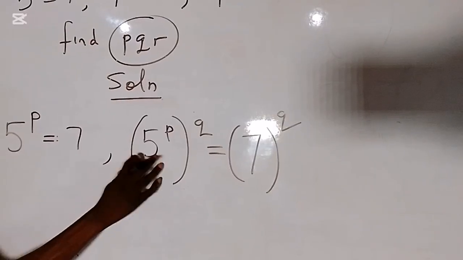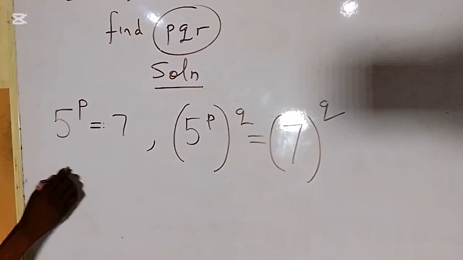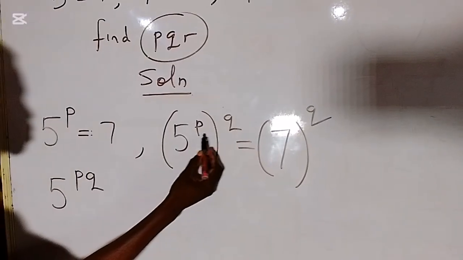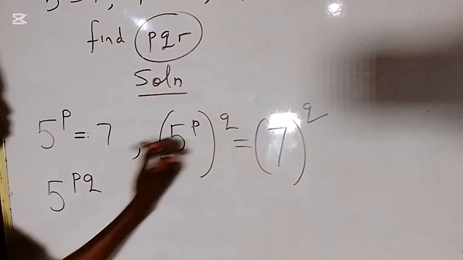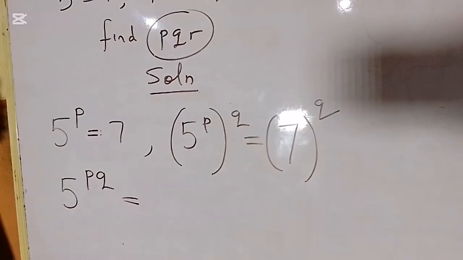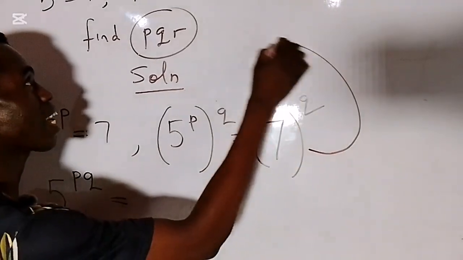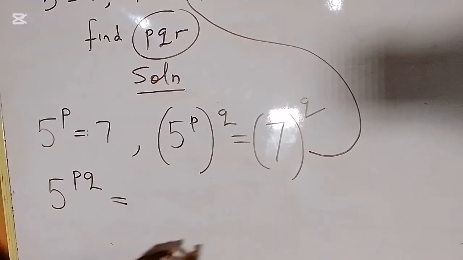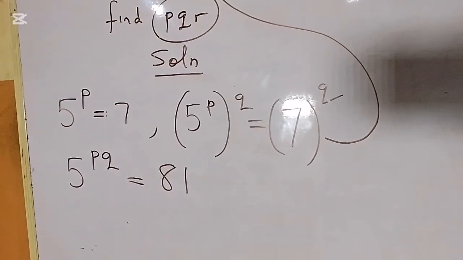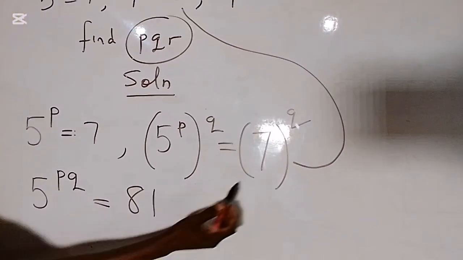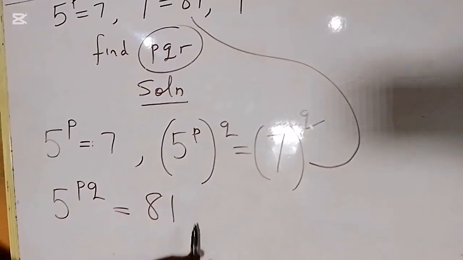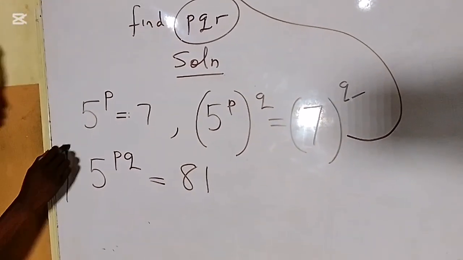What do you notice now? This becomes 5 raised to the power pq, because in the law of indices, you can multiply these powers, the one in and the one out. Now, what about this side? Do you notice that this is actually 81? So I can replace 7 raised to the power q with 81. So that one is already solved. Let me say it again. This side is actually 81, so I can remove this and put 81. Let me put this in the box.